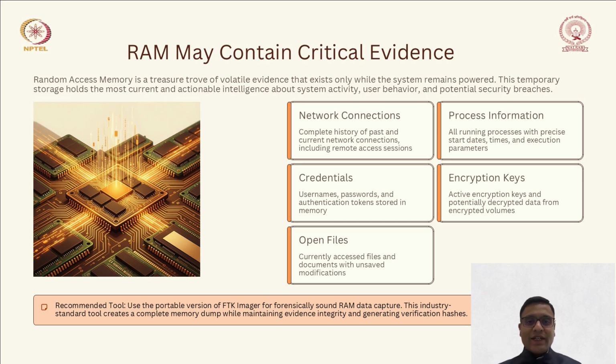RAM, as I discussed, contains data related to network connections, process information, etc. What are the processes which you're running? RAM also stores your credentials, passwords and authentication tokens, which are very, very essential for the investigating officer to access sessions later. Encryption keys are also available and open files are also stored. We can use certain tools like FTK Imager to capture the RAM in a forensically sound manner. This gives us lots of information which is very, very critical in the course of investigations.